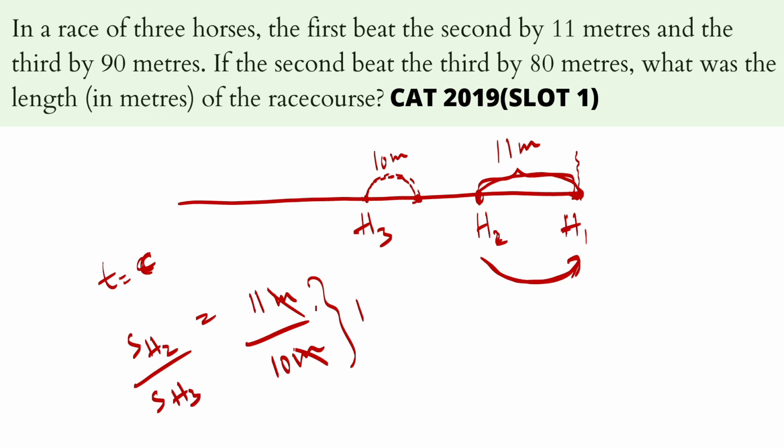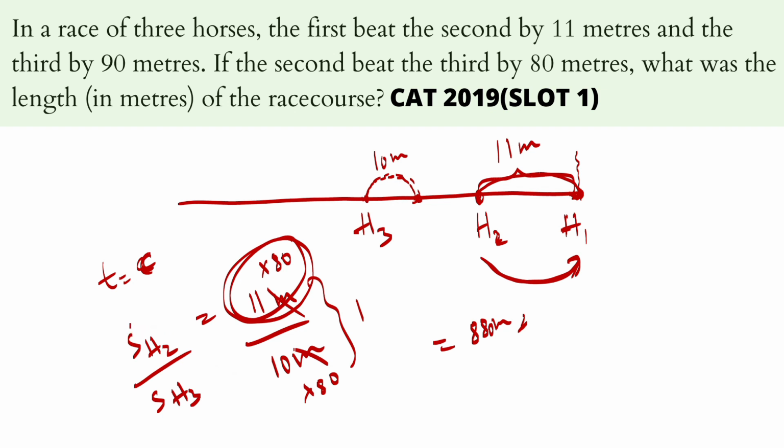So the second horse beat the third horse by 80 meters. So this is 80 and this one is also 80. So if it beat by 80 meters, now the total length of the track is 80 into 11, which is 880 meters. 880 meters.